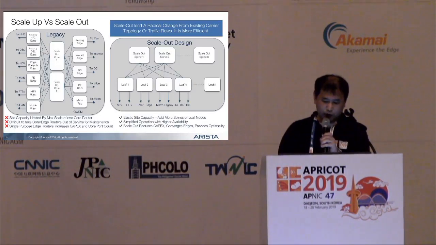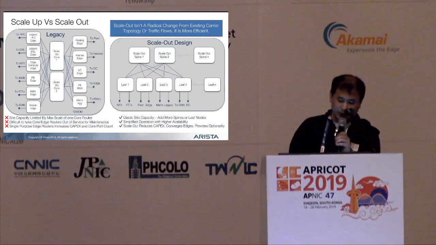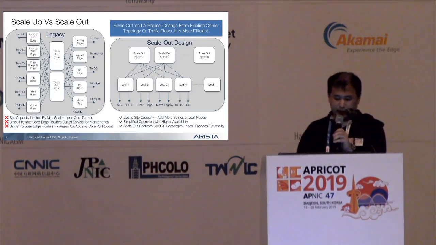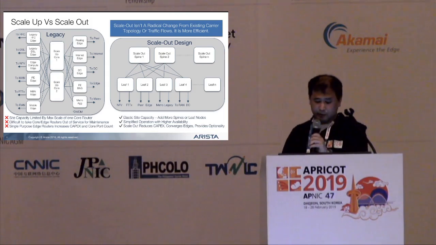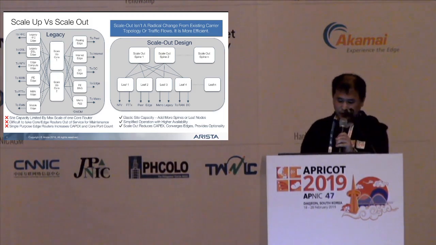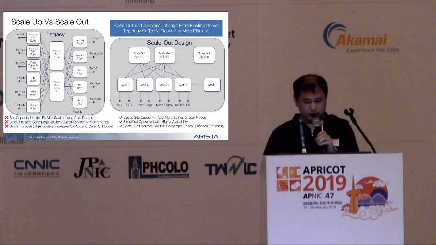The right figure shows the scale-out design. Scale-out design has elastic site capacity by adding more spine or leaf nodes. It simplifies operation with high availability. And scale-out reduces capex, converges the edge, and provides optionality.